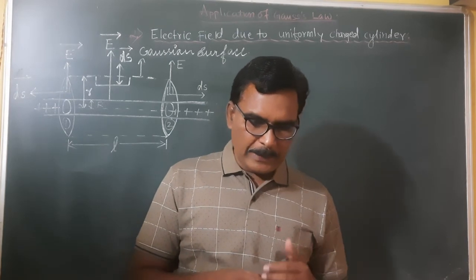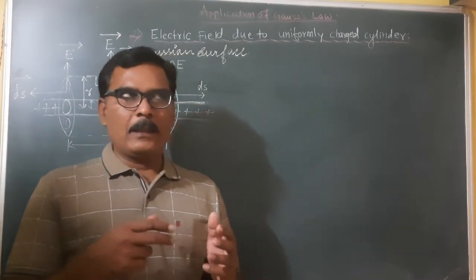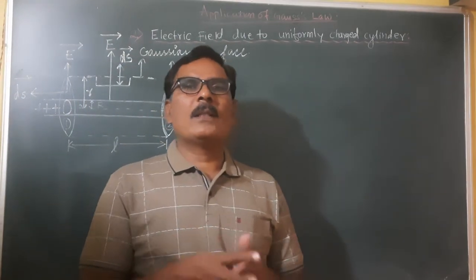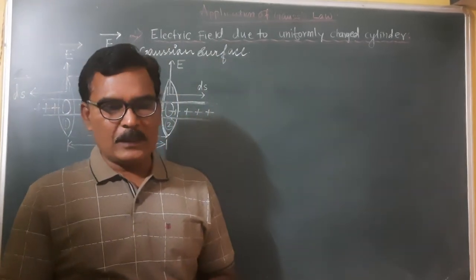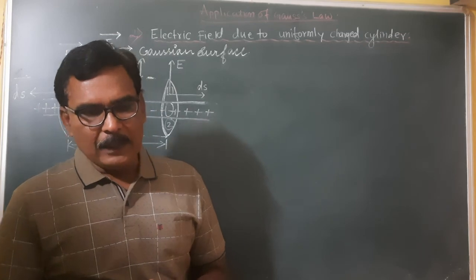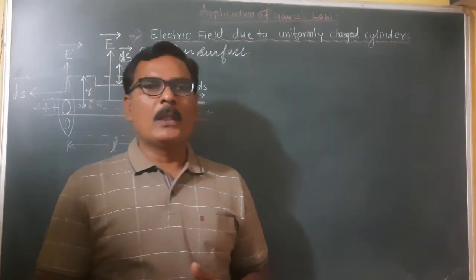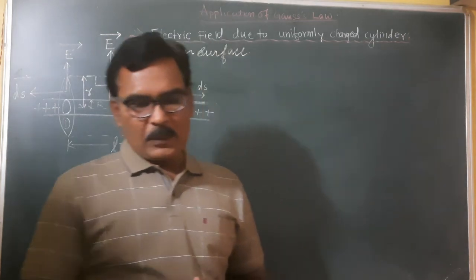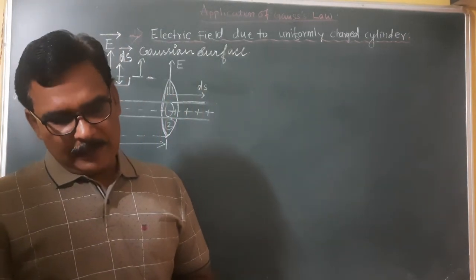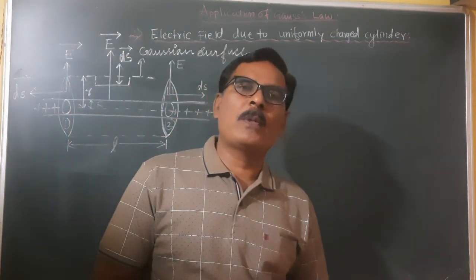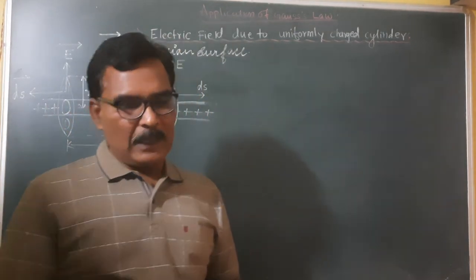First of all, we have to find the external point, then inside and on the surface. Three cases we have to discuss about the electric field. First, E is equal to 1 upon 4 pi epsilon 0, Q upon small r square, is the first case. Second case, on the surface, E is equal to 1 upon 4 pi epsilon 0, Q upon capital R square.